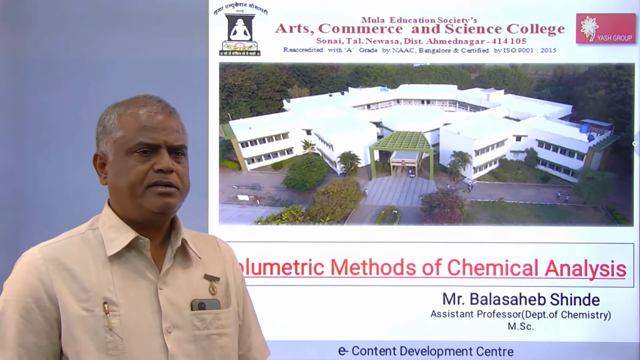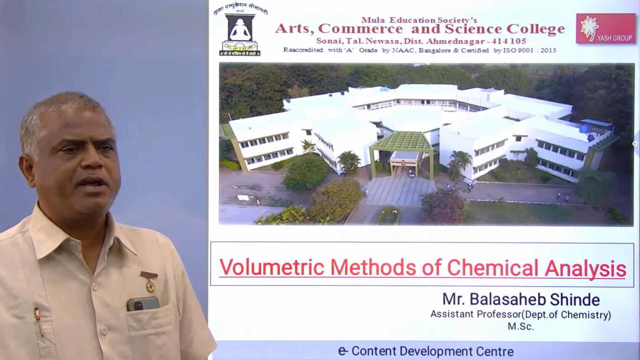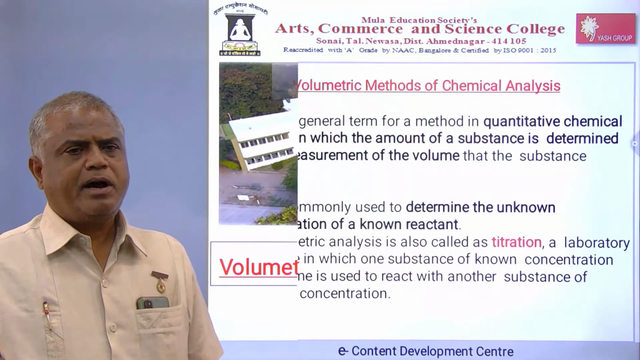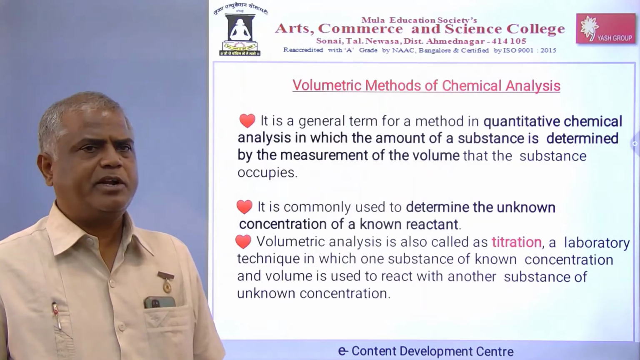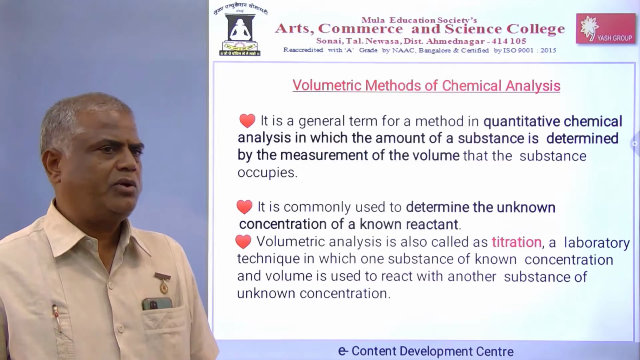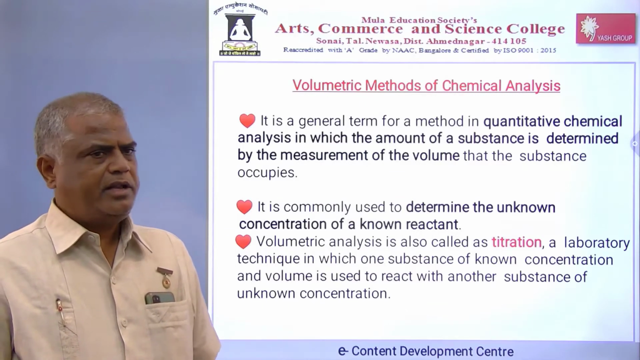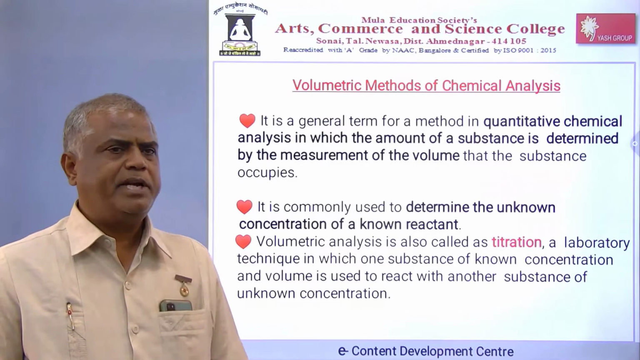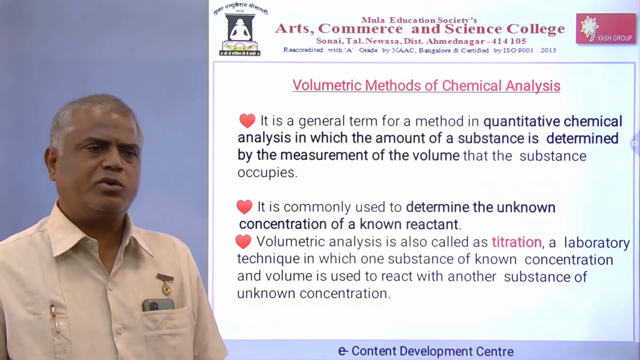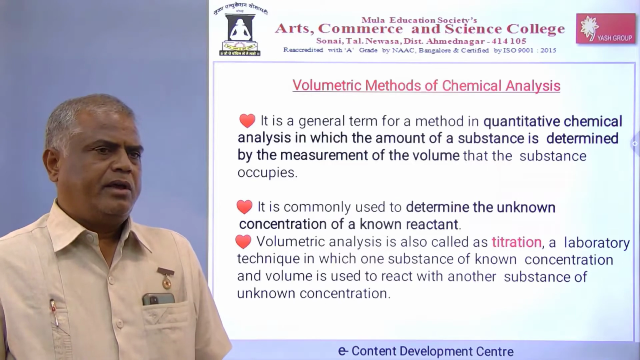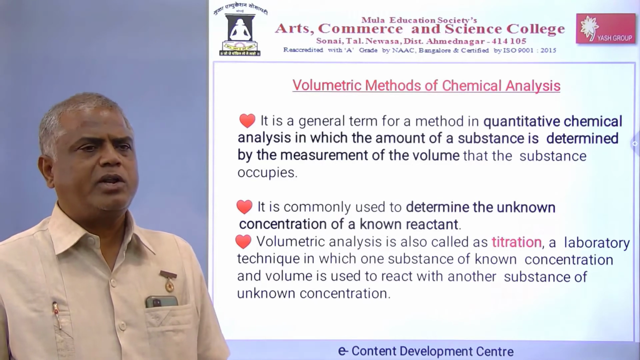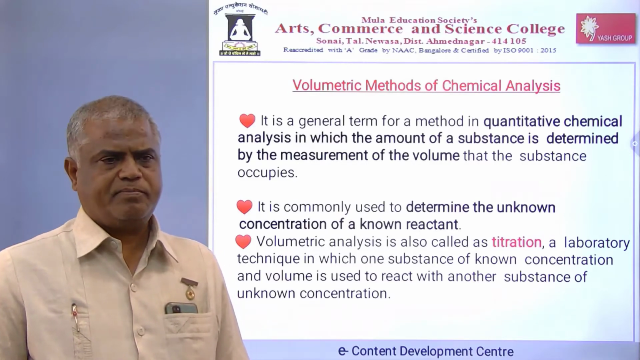We discuss the topic volumetric methods of chemical analysis. Then what is volumetric analysis? The volumetric method of chemical analysis is a quantitative chemical analysis. It is a quantitative method in which the amount of a substance is determined by measurement of the volume that the substance occupies. So in this method, it is used to determine the unknown concentration of the known reactants.